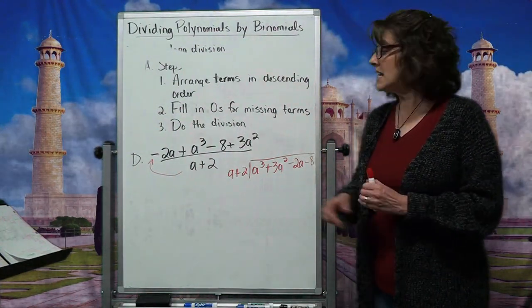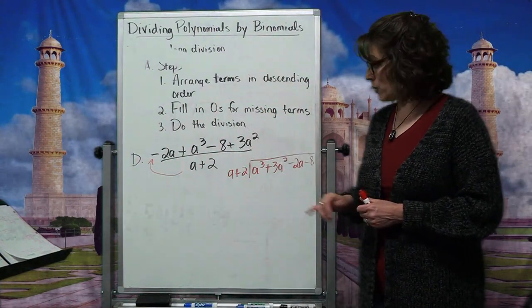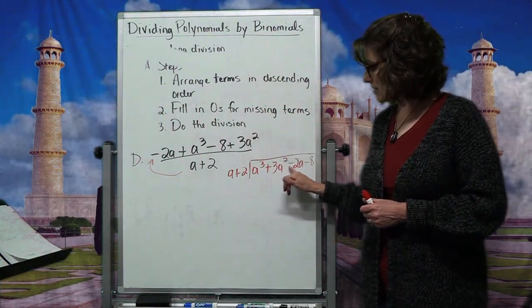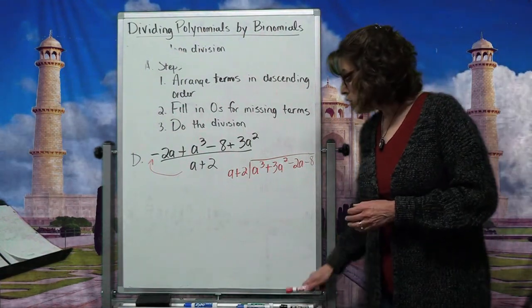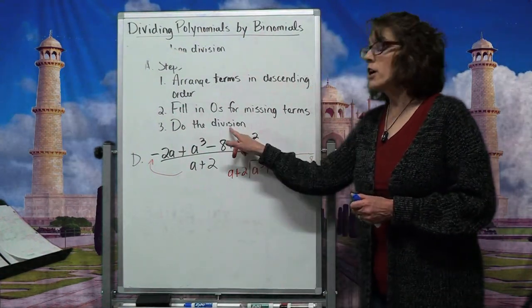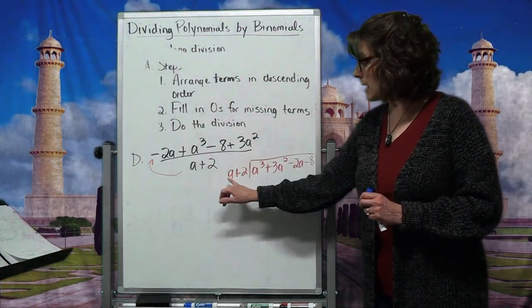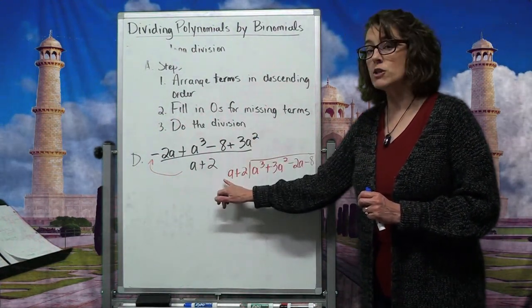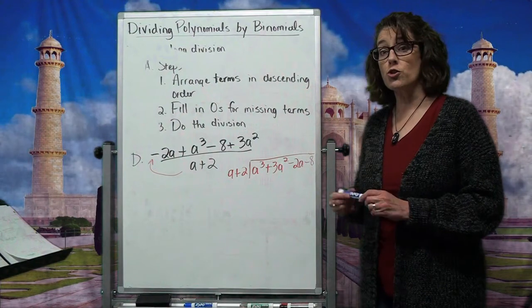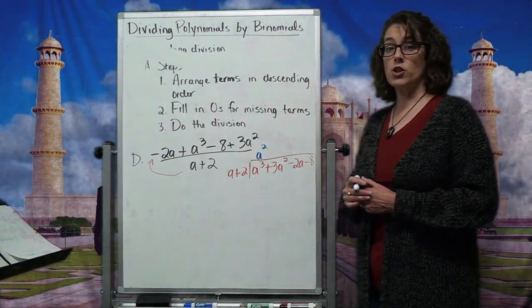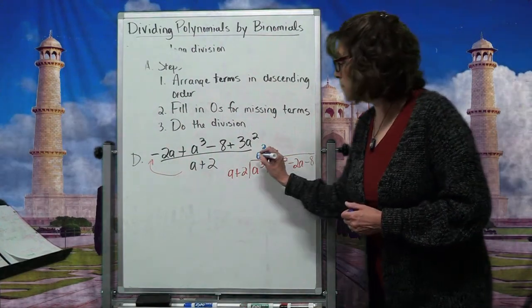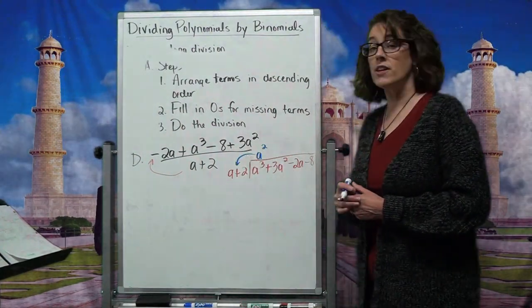We've seen the need for filling in zeros for missing terms. Now I have a to the third, a to the second, a to the first, no a. Everything's in descending order, so I'm ready to do the division. Remember, I'm going to take my a and ask, what would I multiply to the a to create an a to the third? A times a squared would be a to the third. Now I'm going to multiply that a squared to everything that's here.